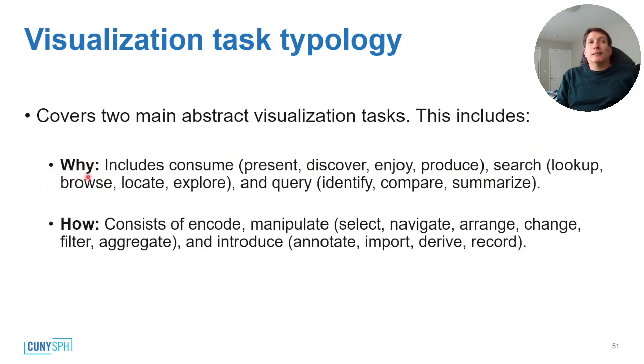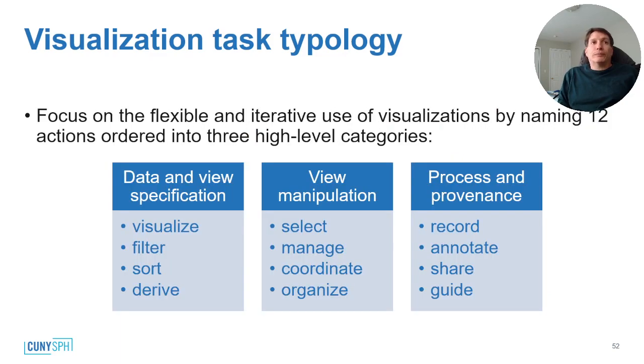Now, how consists of encode, manipulate, select, navigate, arrange, change, filter, aggregate, and introduce, that contains annotate, import, derive, and record. Then this is more like the cause effect, and this is more about the basic exploration.